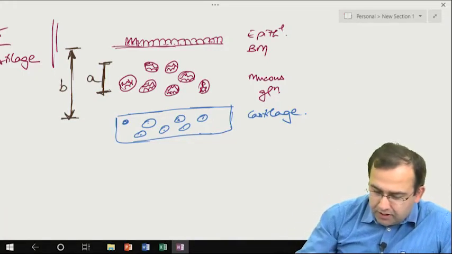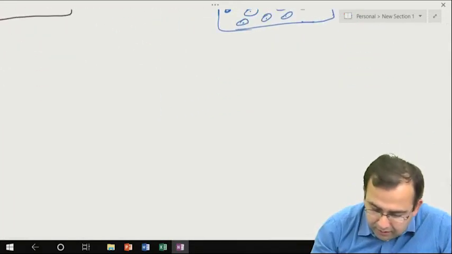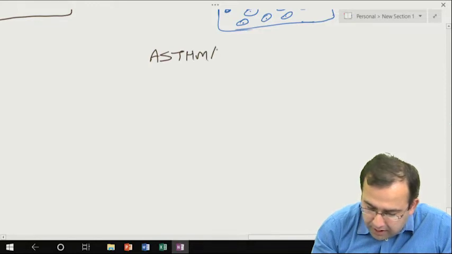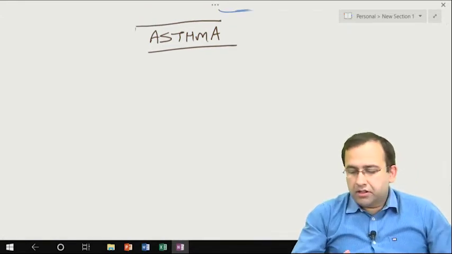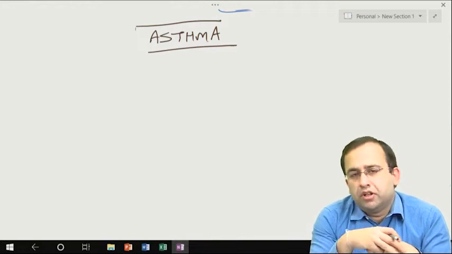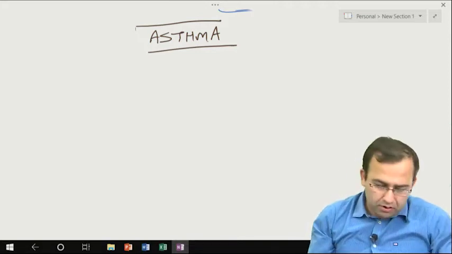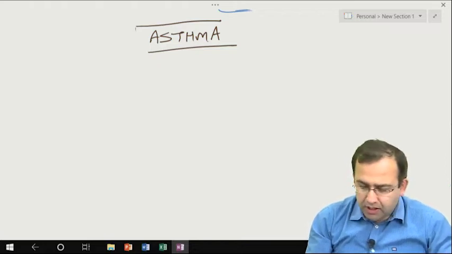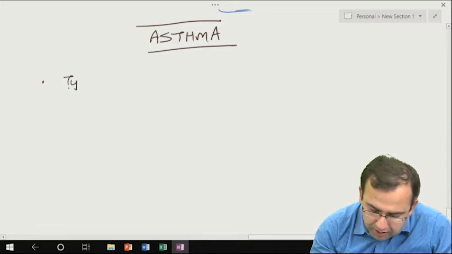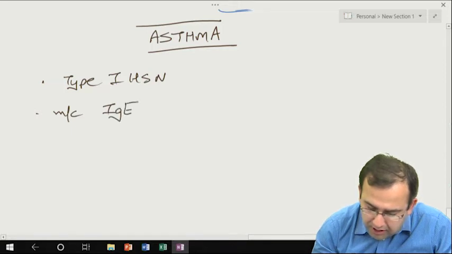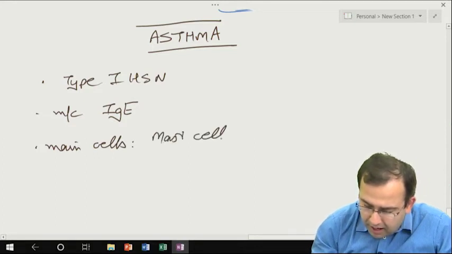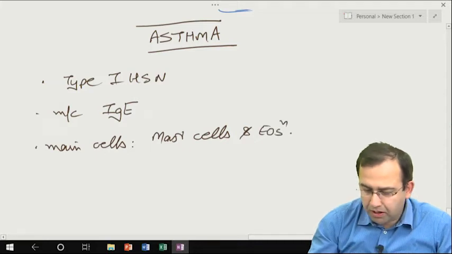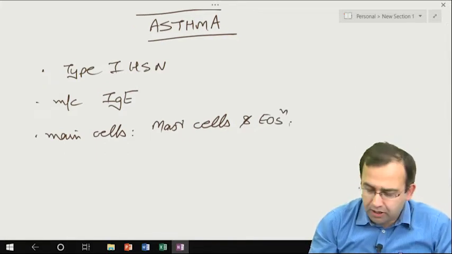Next point. This gets us to the next obstructive lung disease, that is asthma. We have done this very well in general pathology immunity. Let us just see the features of this. Asthma is associated with type 1 hypersensitivity. Most common immunoglobulin, IgE. Main cells, mast cells and eosinophils. If you have to mark one, you will mark mast cells.